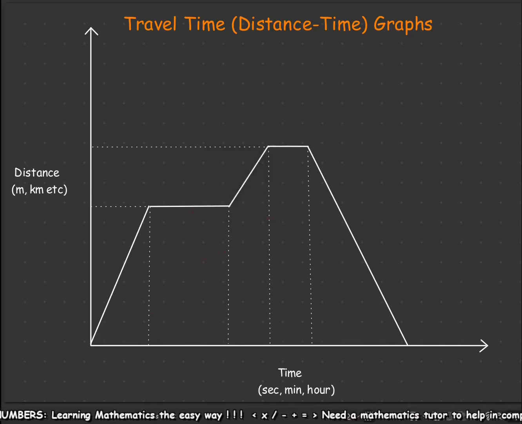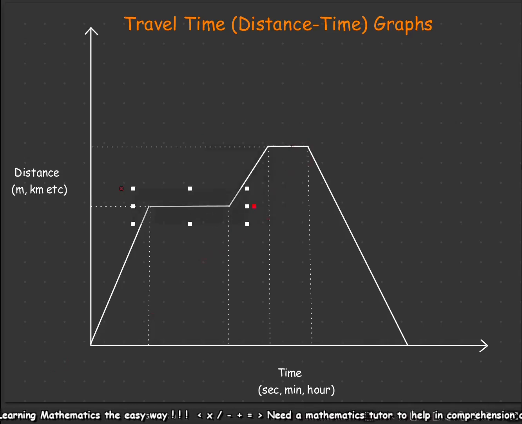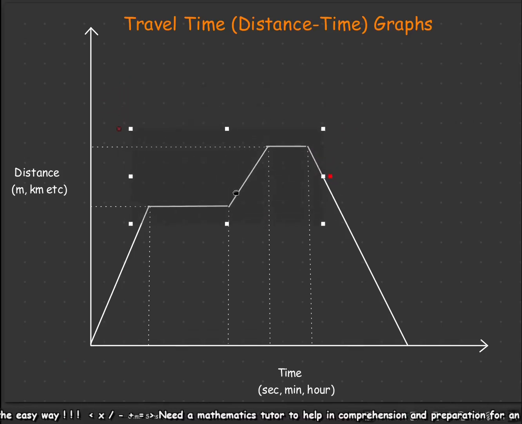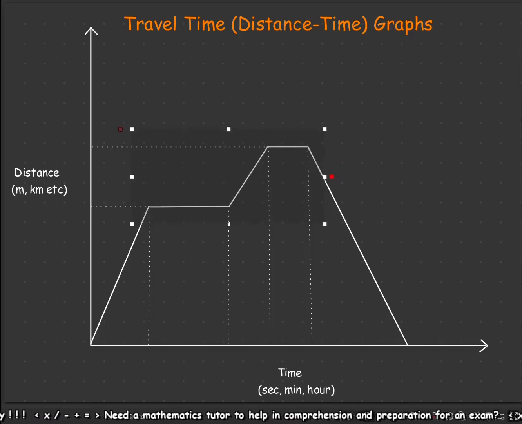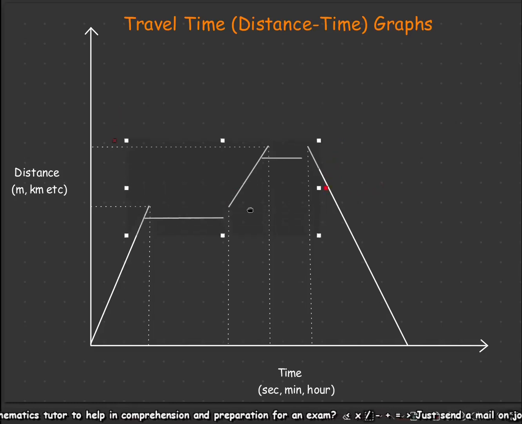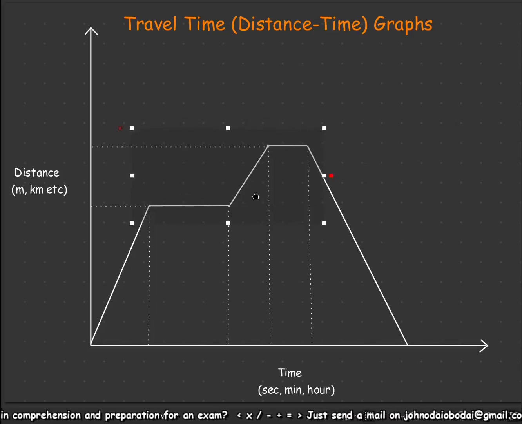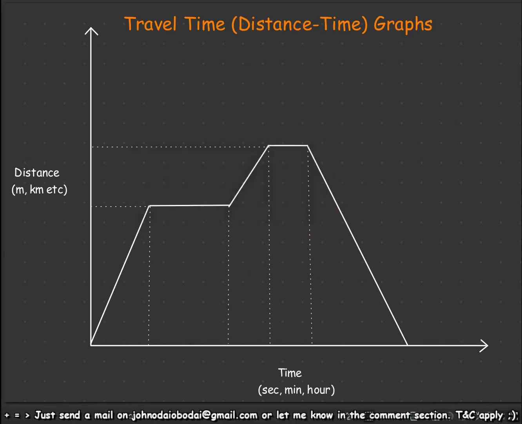Then you realize that there are also some horizontal flat lines as well, these ones here. Okay, so for these two horizontal lines, they represent no movement at all. They represent no movement. So if you see horizontal lines on your distance time graph, then it means there's nothing moving, especially distance. There's no distance moving. Well, time always moves, but then the distance is constant. What do we mean by that?